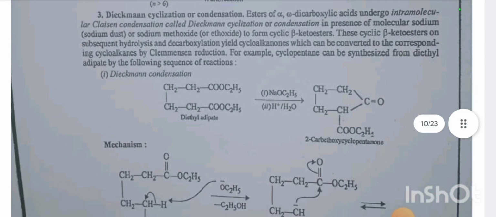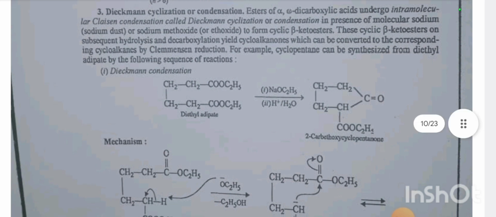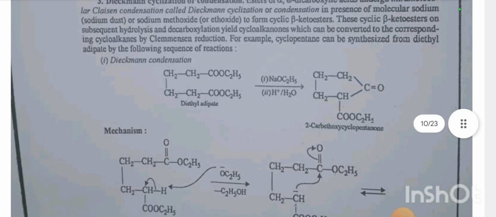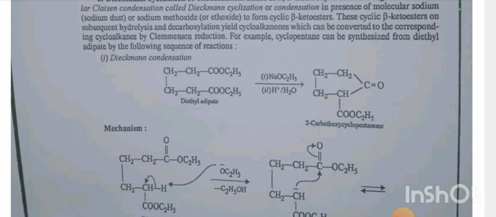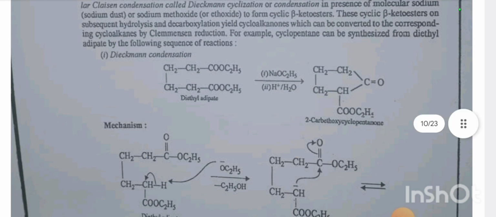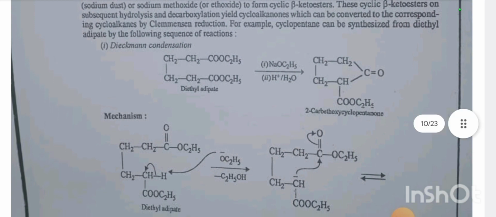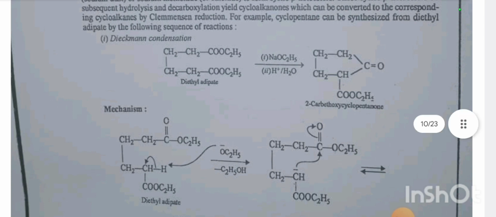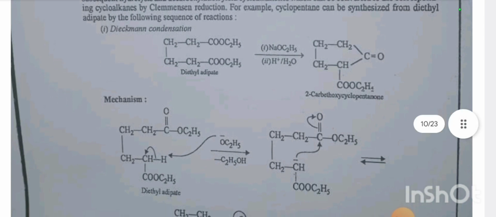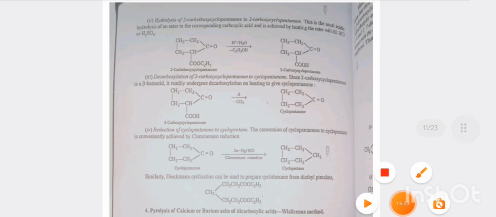Dieckmann cyclization or condensation. Esters of alpha, omega-dicarboxylic acids undergo intramolecular Claisen condensation, called Dieckmann cyclization or condensation, in the presence of sodium dust or sodium methoxide to form cyclic beta-ketoesters. These cyclic beta-ketoesters on hydrolysis and decarboxylation yield cyclic ketones, which can be converted to the corresponding cycloalkanes by Clemmensen reduction. For example, cyclopentane can be synthesized from diethyl adipate by the following sequence of reactions.